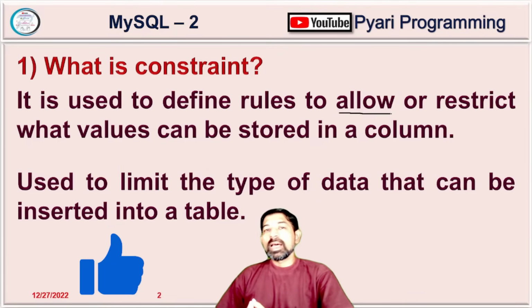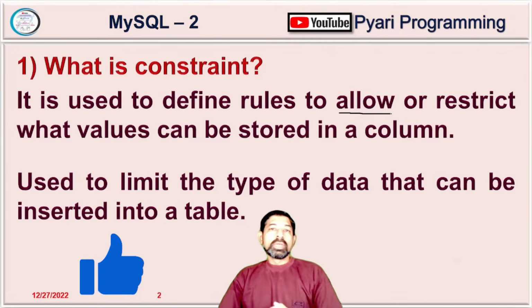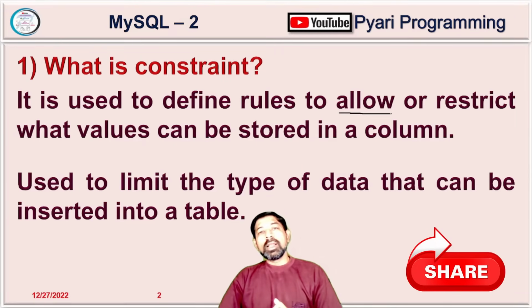Now let's take another case. When I'm entering the data, suppose at this moment, I don't have any specific data to enter to that particular column. So I can put it null. So it is allowing me to give the data to a column as null.